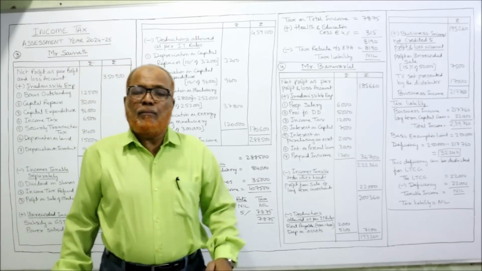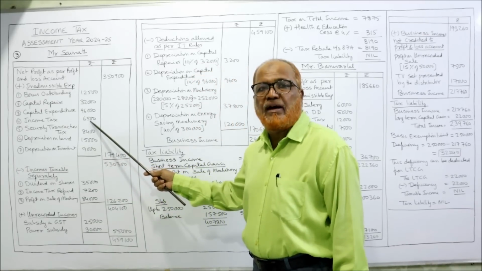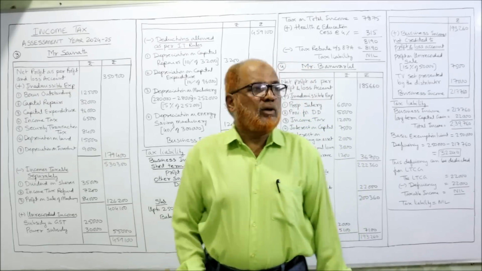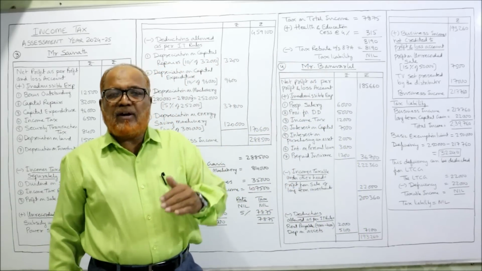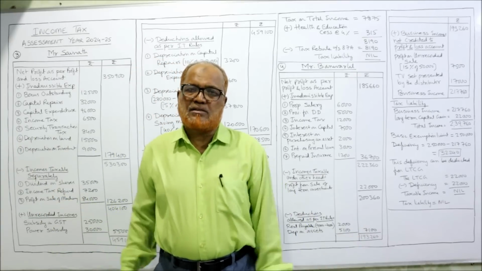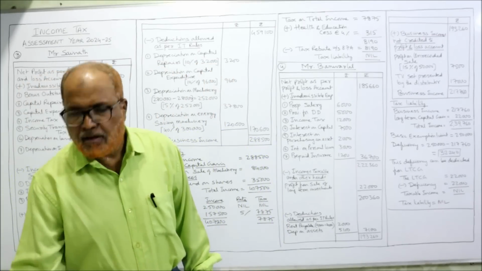No tax liability. But already he has paid the advance tax, income tax he has paid 6,500. So here after writing this tax liability nil, you should write down refund of advance tax is 6,500. That's it. This is the end of problem number 3.